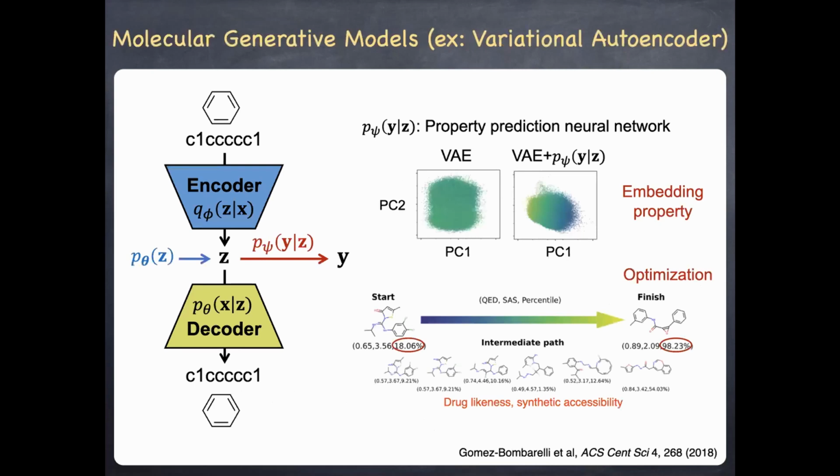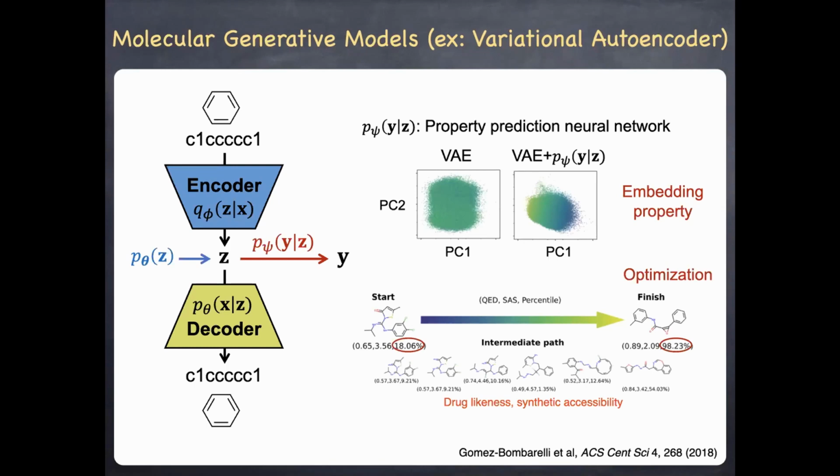There are several generative models out there, but here I am showing you one example. It's called Variational Autoencoder. The architecture of the variational autoencoder is shown on the left. So you first encode your molecule in some kind of representation, in this case, SMILES strings representation. So benzene is C1CCCCC1.